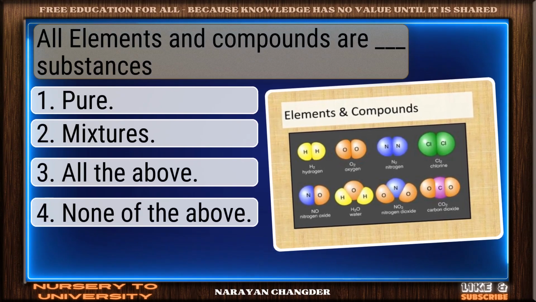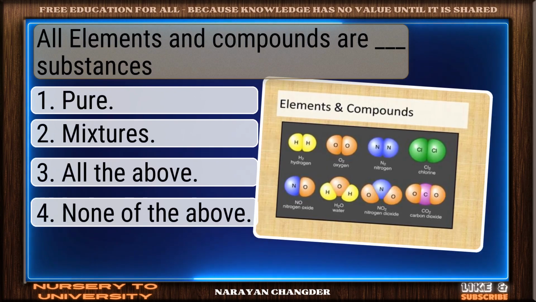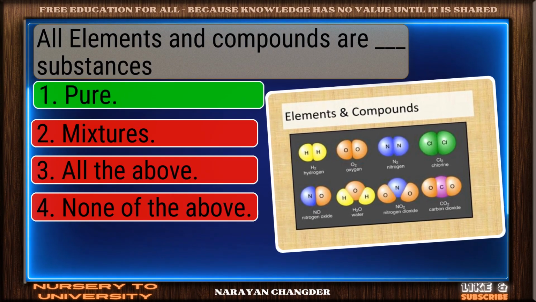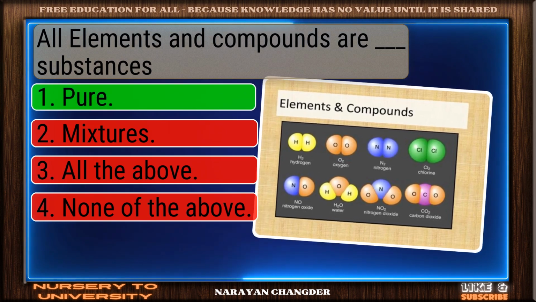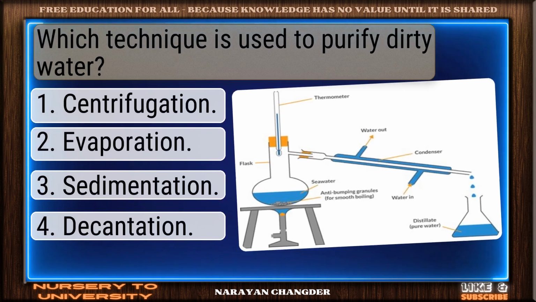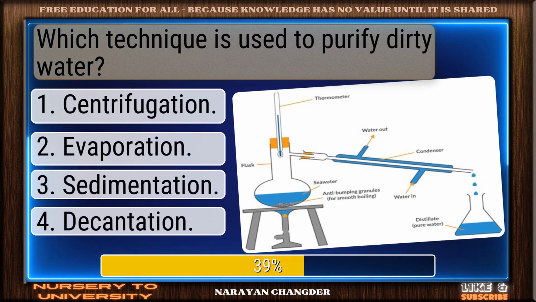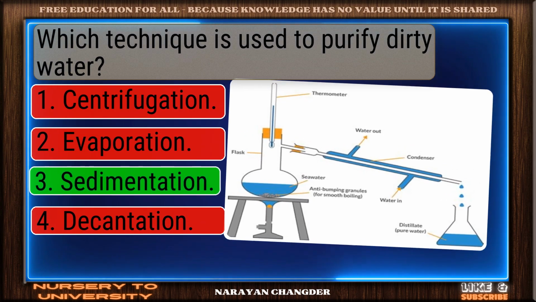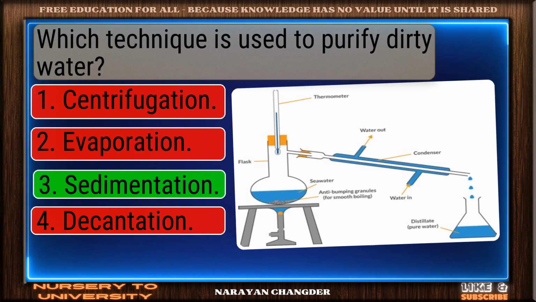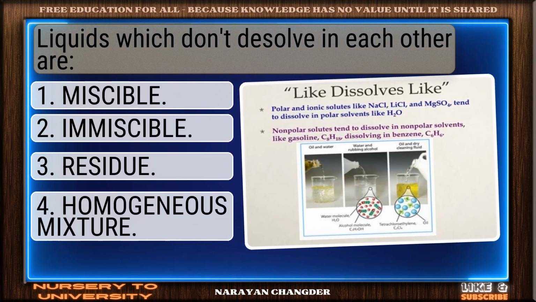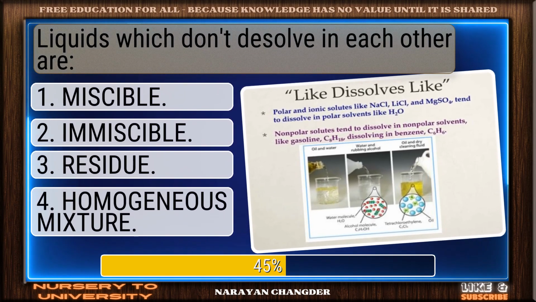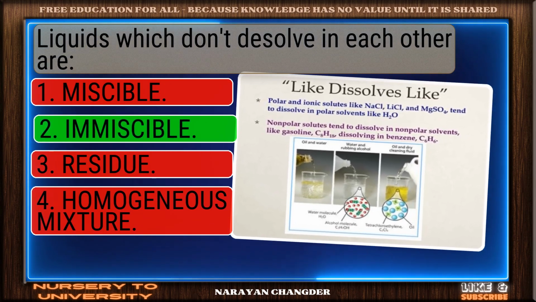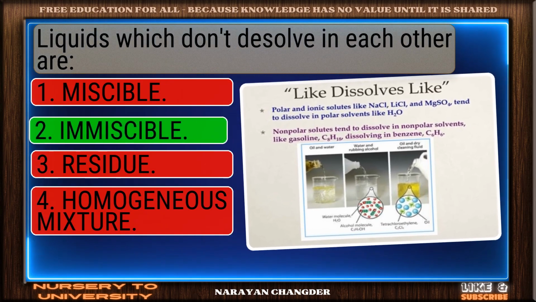All elements and compounds are dash substances. You're right. Pure is the correct answer. Which technique is used to purify dirty water? Clear logic. Your choice sedimentation is sound and 100% true. Liquids which don't dissolve in each other are. Exactly. Immiscible makes sense, and it is the right choice.